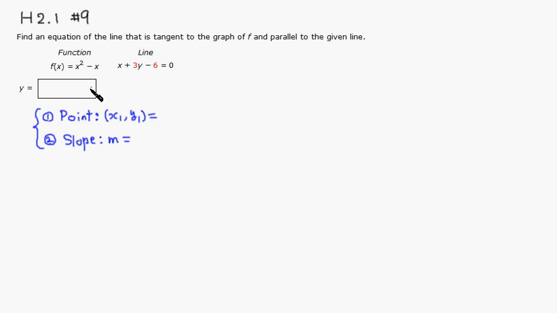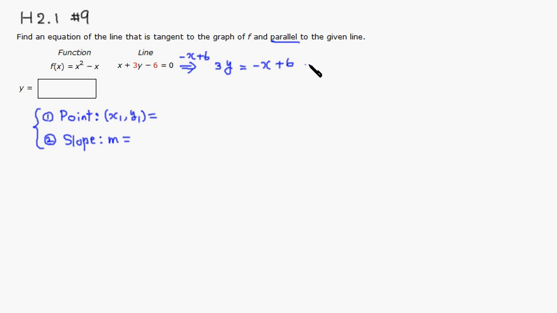In this case, the tangent line we're looking for has to be parallel to the given line, so it has to have the same slope as this given line. If you rewrite this equation into slope-intercept form, we can find the slope easily. So I'm going to subtract x and add 6 to both sides. That way you have 3y is equal to negative x plus 6.